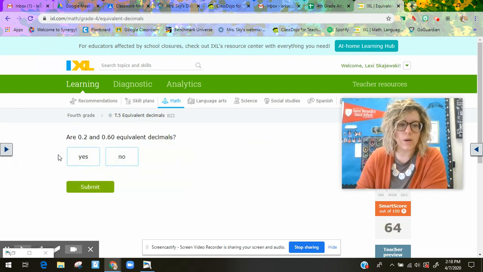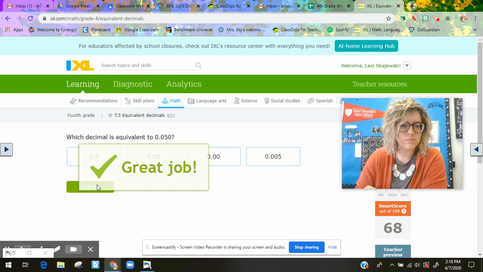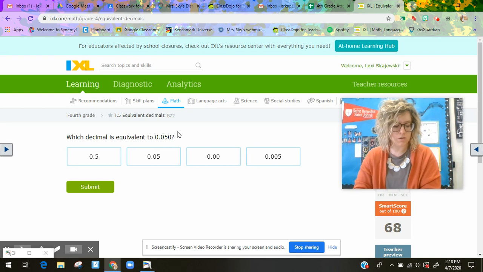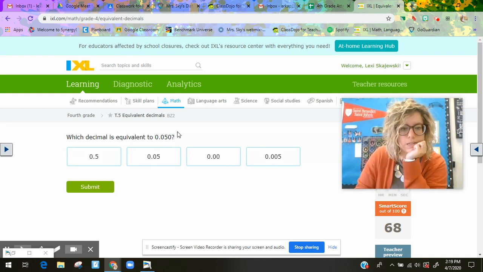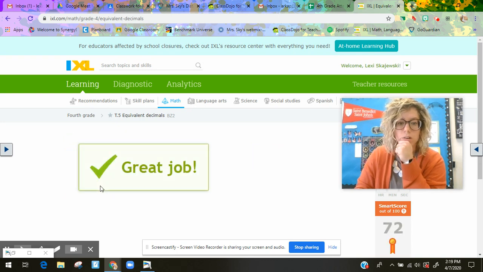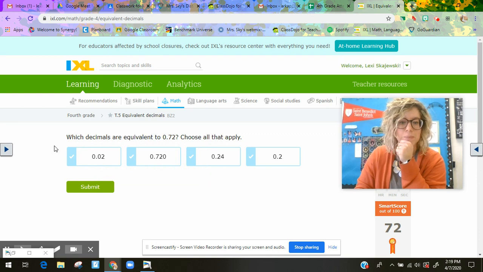Are 0.2 and 0.60 equivalent? No, they're not even the same numbers. Which decimal is equivalent to, now here's a 0, okay, so our number is ending in tenths, hundredths, thousandths. So how many tenths or hundredths could you use to get 50 thousandths? So that would be the same as 5 hundredths, right? Yeah, sorry, I had to think about that one for a second.